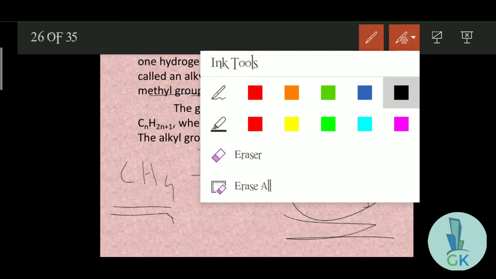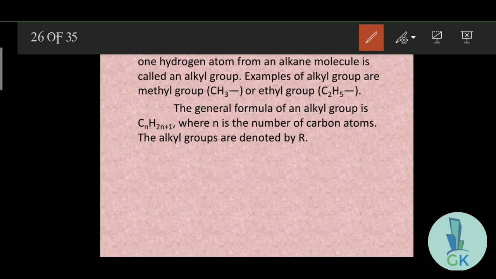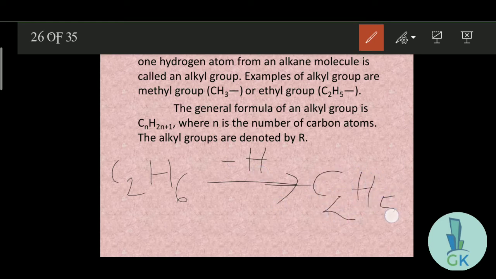Again, if you take it from ethane, the formula for ethane is C2H6. If you remove one hydrogen atom, you will get C2H5. अगर एक हाइड्रोजन हम हटा देंगे तो we will get C2H5, and this is the ethyl group. So I think it is clear. And there is a general formula for the alkyl groups too, that is CnH2n+1.